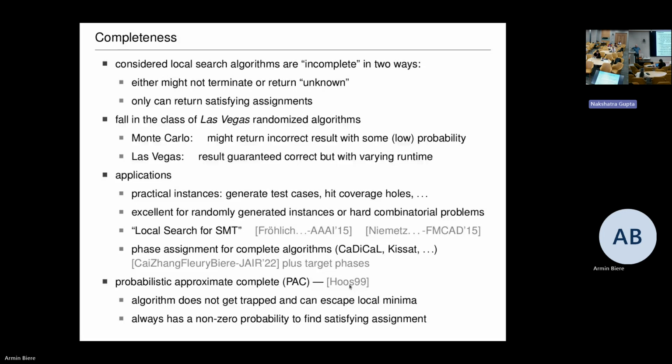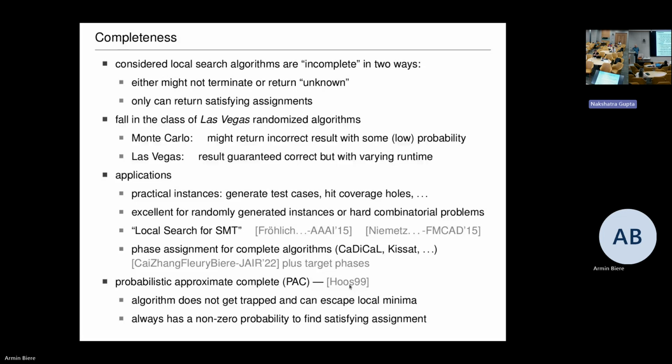Which is a bit weird to me. On the other hand, this is what people in industry do when they do BMC. They run this for K equal to 100, and then it's also unknown. It can only return satisfying assignments. It cannot do unsat. This is still one of the open problems, how to use local search for unsat. Nobody has figured it out.